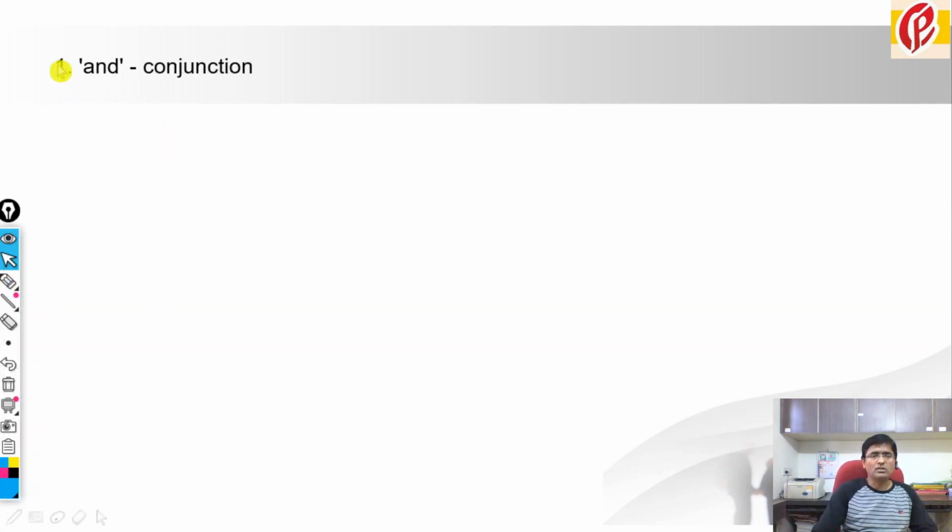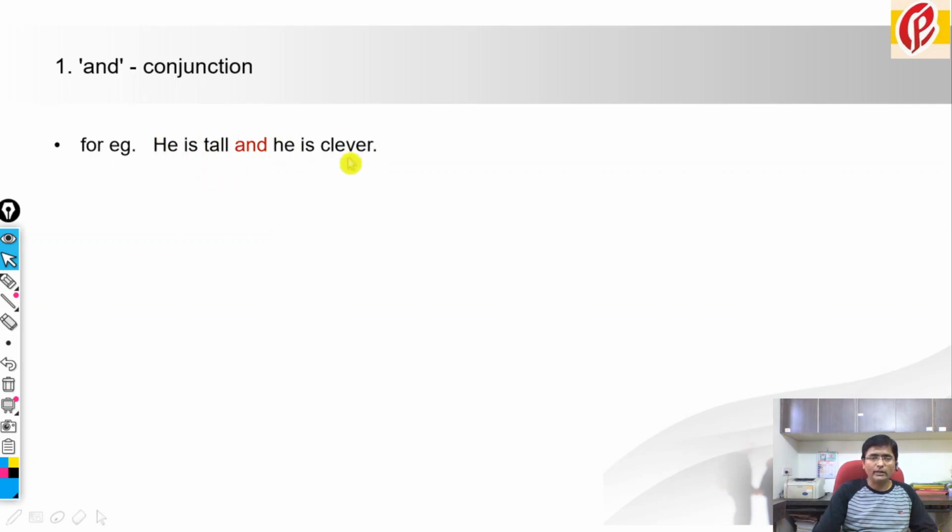Now we'll see first connective, that is and. If the two statements are joined with the and, then that statement is called a conjunction. For example, he is tall and he is clever. So these two statements are joined with and. So this is a conjunction.